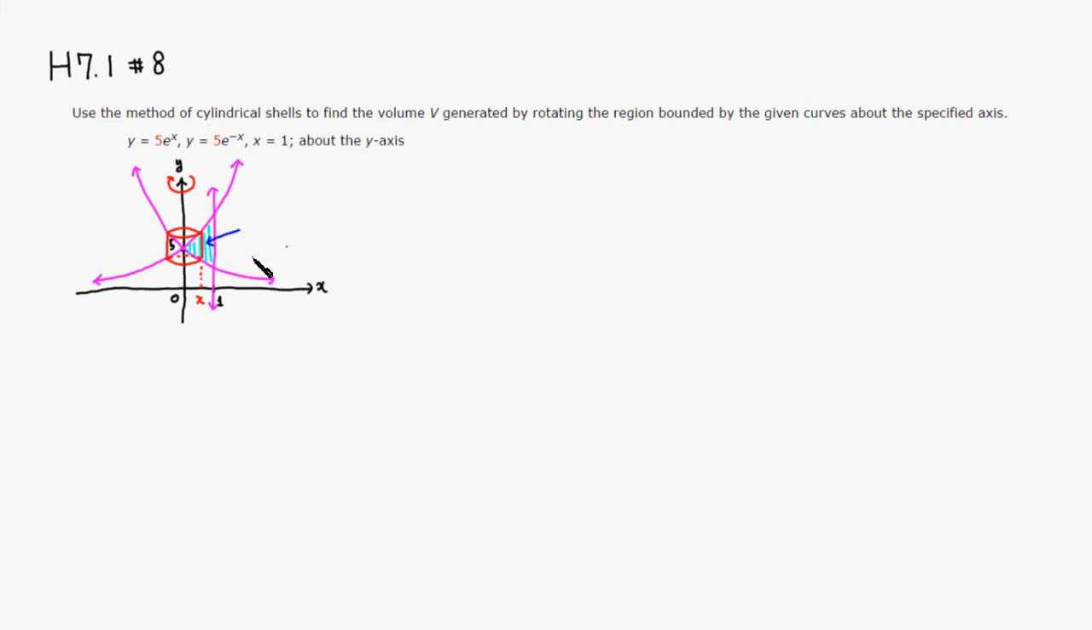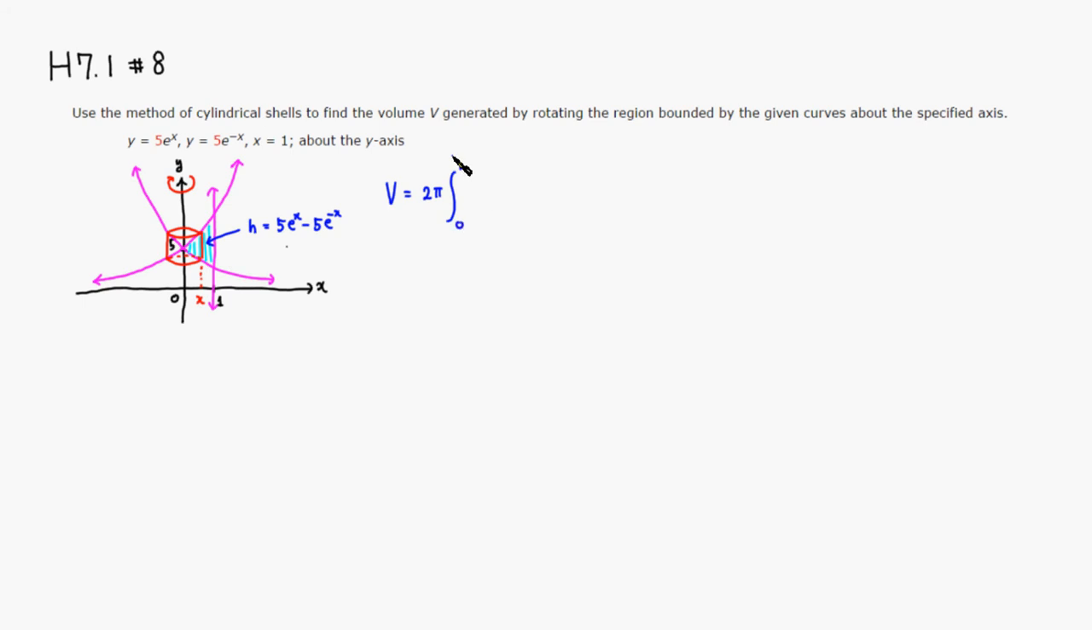So I'm going to call the height h. It's the difference between 5e to the x and minus 5e to the negative x. So we have that. Let's set up the volume integral. Since it's the cylindrical method, we have 2 pi times the integral going from 0 to 1.